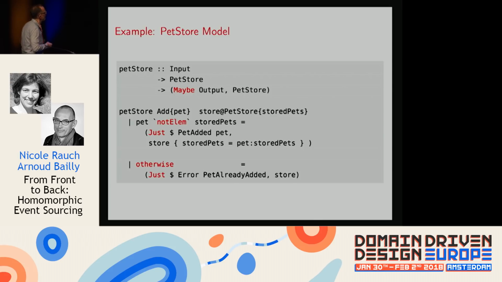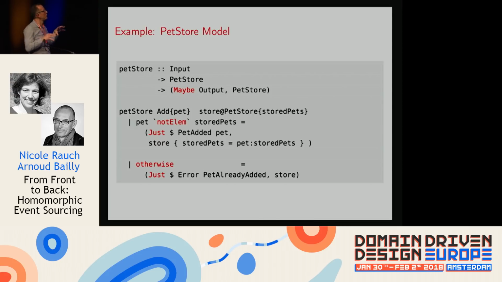But the idea is that the pet store here just says, okay, when we add a pet and we have the state of the model, which is the store, then what can we do? Well, first thing, if the pet is not an element of the store, which is our basic premise, we can only add a pet which is not an element of the store. Then we just send the event, added pet, and we update the store. So we update the internal model.